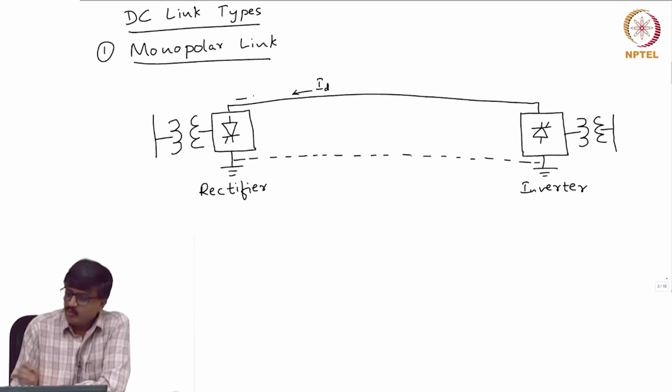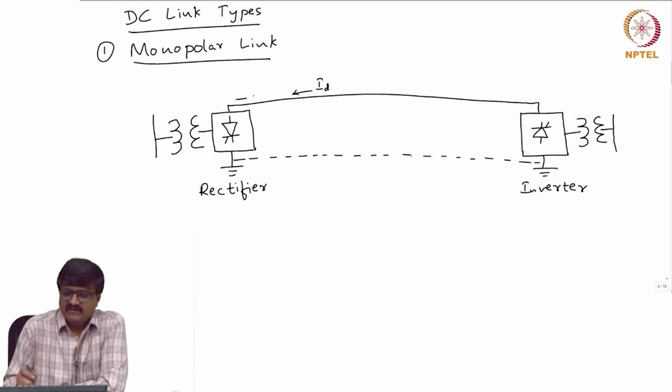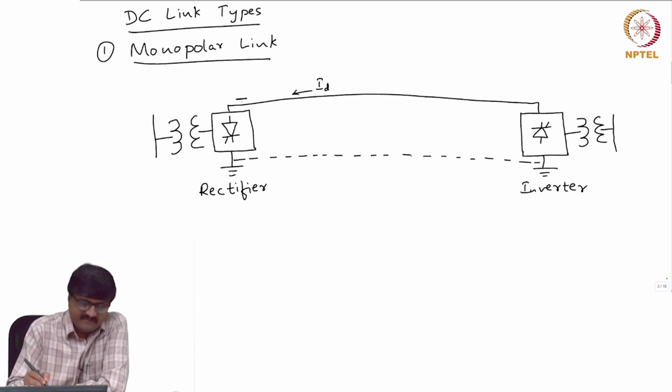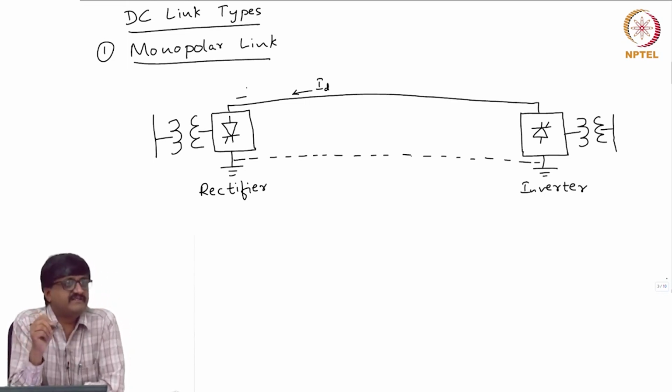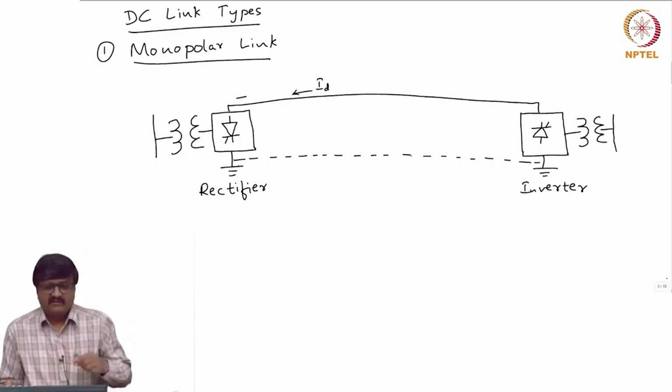So, I have two identical 12 pulse converters, one on the rectifier side, one on the inverter side, and I have shown a wire in which a current ID is flowing, and I have marked a minus sign here. By the minus sign, I mean this is the negative terminal of the DC side voltage. Now, the other terminal is the positive terminal.